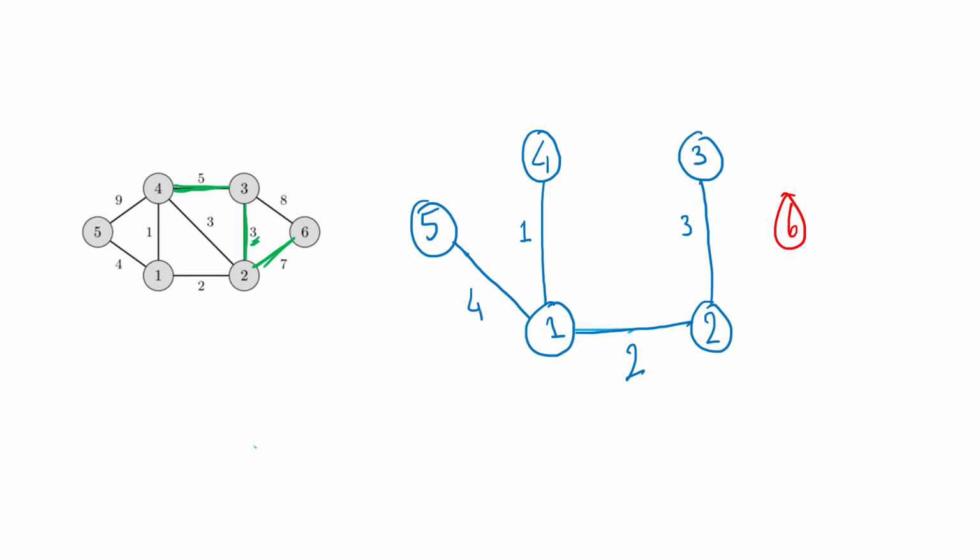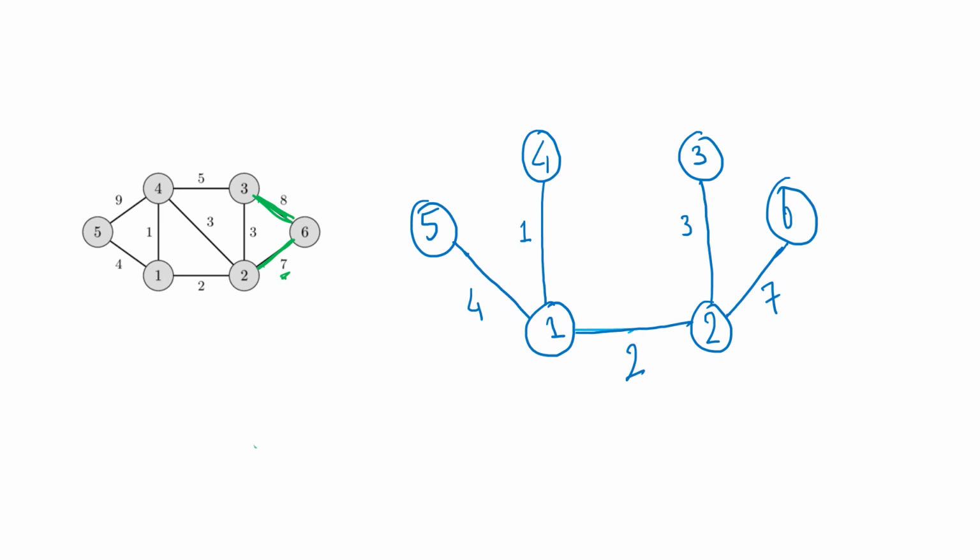We're almost done. Now in the next iteration, you notice that my tree contains all the vertices except this one on the right, vertex number 6. And now if I want to look at all the edges that connect a blue to a red, I have 2 of those, namely this one and this one. And here I pick the one that has the lowest weight, which is 7. And I connect 2 to 6 with weight 7. And now 6 is also part of my tree, which means that's the end of the algorithm.